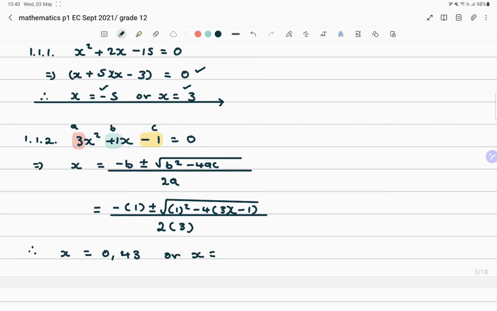Or x is going to be equal to, we just go back and change the sign. And then when we change the sign, we get a minus 0,43, okay? To 2 decimal places. Again, throw this back into the original equation. If you get something rounded off to the nearest that is 0, then you know those answers are correct.